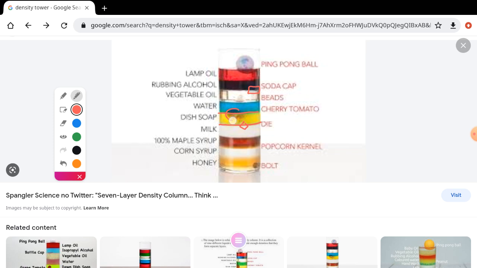Okay, who can tell me something about the cherry tomato? It's kind of right there, the cherry tomato. And again, I know this is hard to see. Mason, can you tell me something about the cherry tomato? It's less dense than, or no, it's more dense than water. Okay, it's more dense than water. What is it less dense than, Gabe?